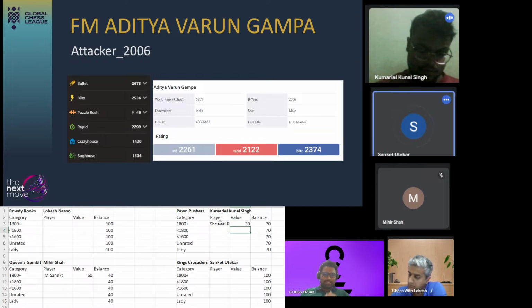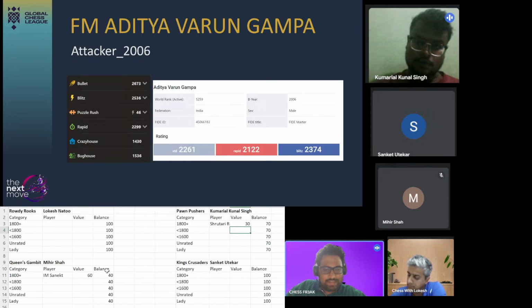40 points. Do you want to say 41? Guys, Lokesh is doing some crazy calculations. Let's see. Celis Pepar is saying Gampa for 50. Well, if Sanket has gone for 60, of course, it makes sense for Gampa to also go at 50. But let's see, 41? Did you say 41, Lokesh? So Rowdy Rooks goes 41 points for FM Aditya Varun Gampa. 41 right now. 42 points. Immediately strikes back. 45 points by Lokesh. Rowdy Rooks with 45 points for Gampa.